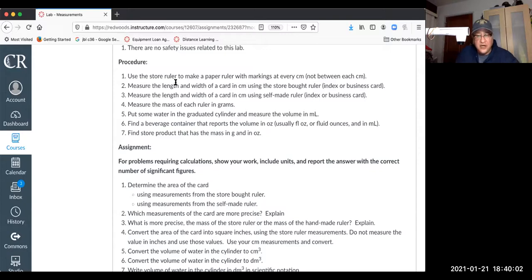The reason we usually use an index card in class is that I give everyone an index card, so we're all comparing similar measurements. But at home, not everyone has a bunch of index cards sitting around. So a business card is just fine. You want to measure the mass of each ruler in grams. So that means the store ruler and the paper ruler. Put some water in your graduated cylinder. I'd say about halfway. Measure the volume in milliliters.